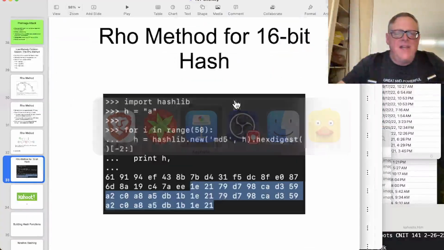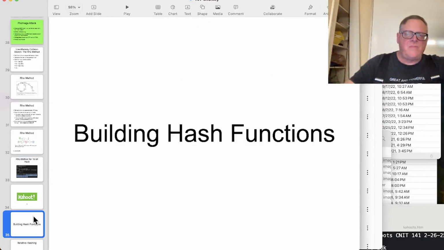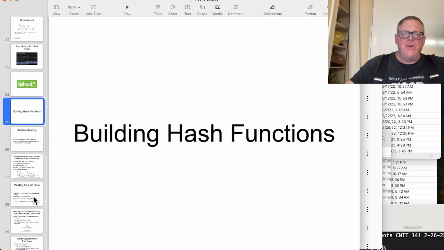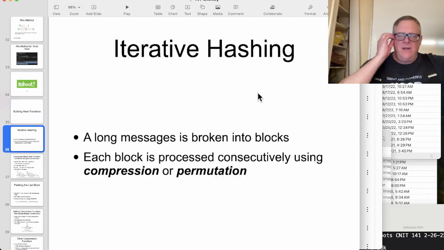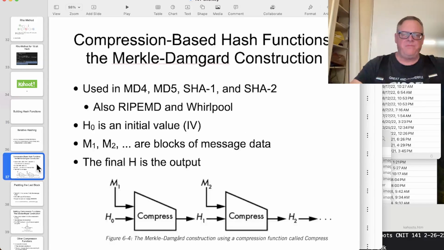Go back to the slides. All right, so now we're going to build a hash function. One way you typically do it is you break your message into blocks, just like you do for encryption, and then you process each block using compression or permutation. So this is the compression-based function. This is what MD4, MD5, SHA-1, and SHA-2 all use.